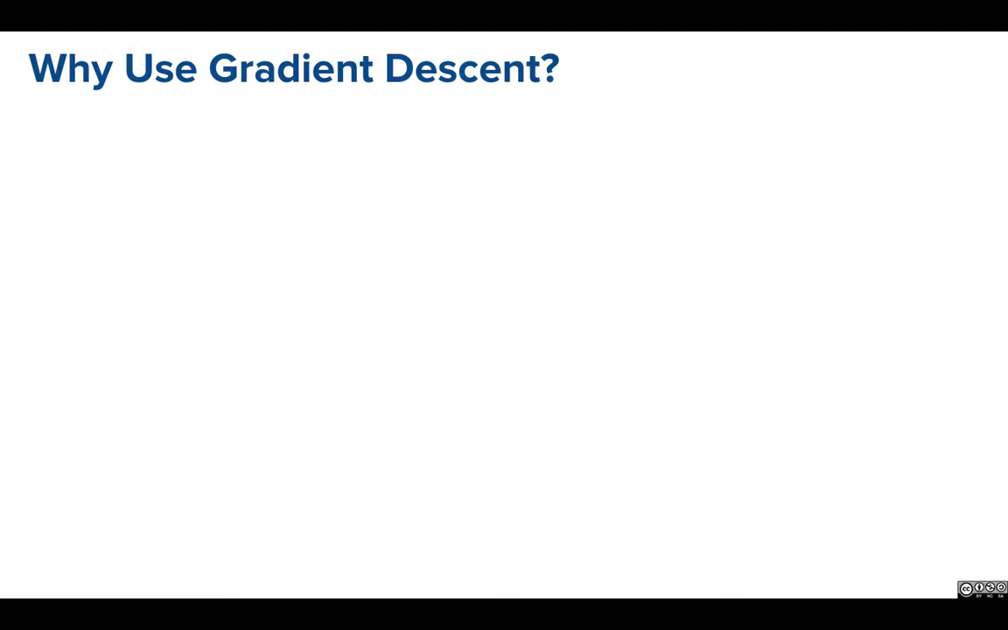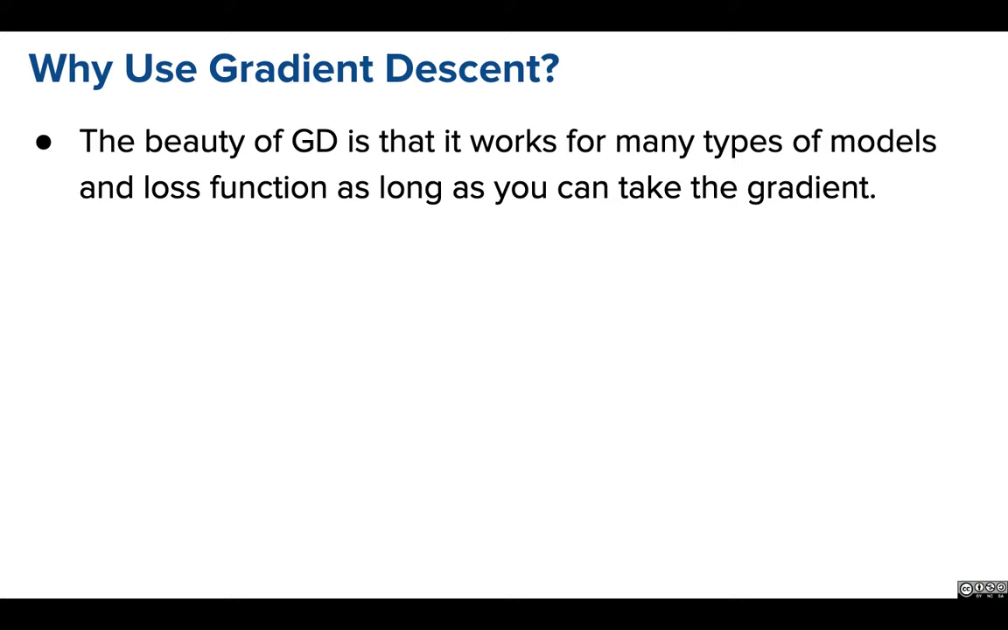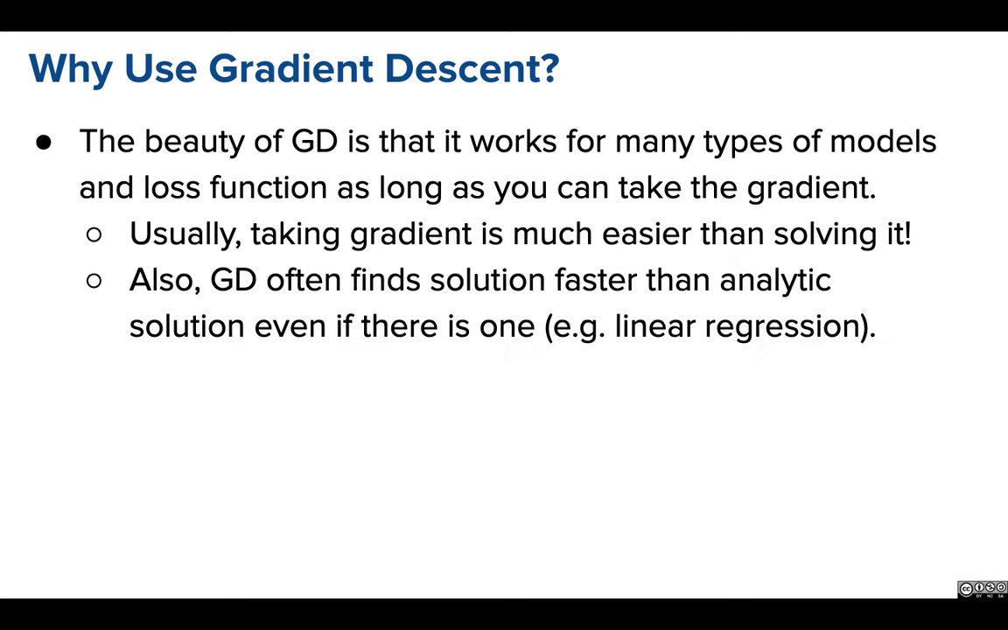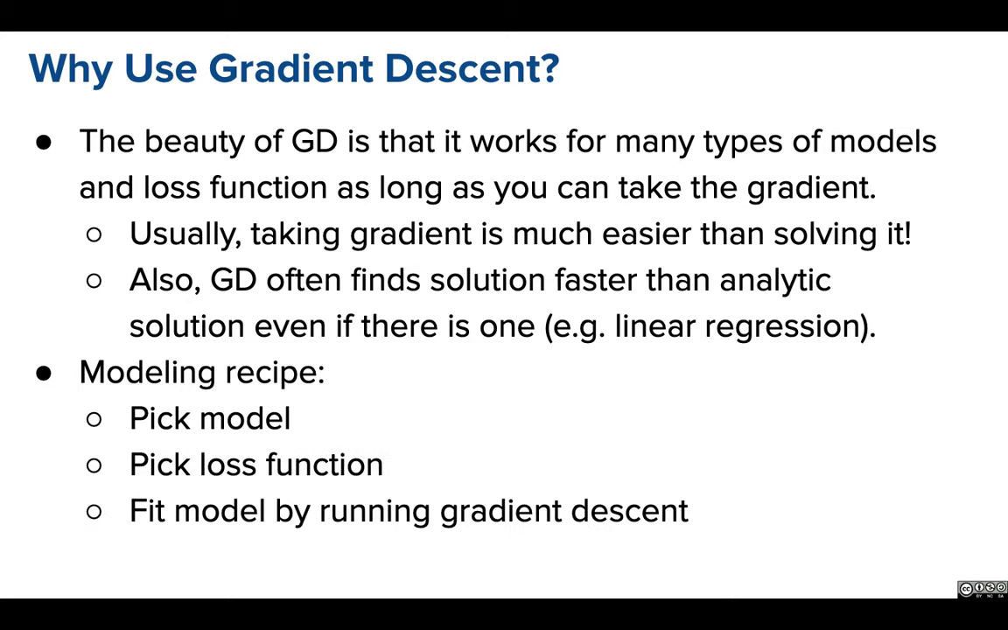All right. So gradient descent works in many models and loss functions as long as you can take the gradient. It's usually much easier to take the gradient than to solve it. It also finds a solution faster than the analytic solution, sometimes if there is one. So the normal equations for linear regression run too slowly. Instead, we use gradient descent. Our modeling recipe is to pick a model, pick a loss function, and fit that model by running gradient descent. And that's what we'll do from today onward.